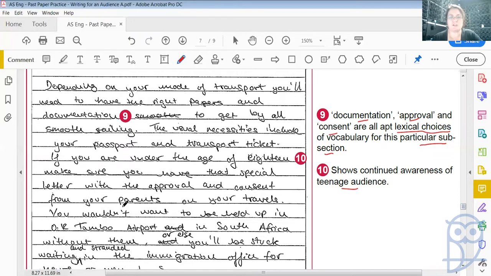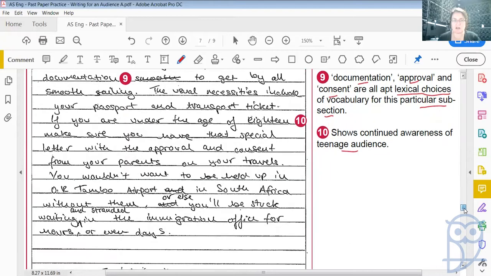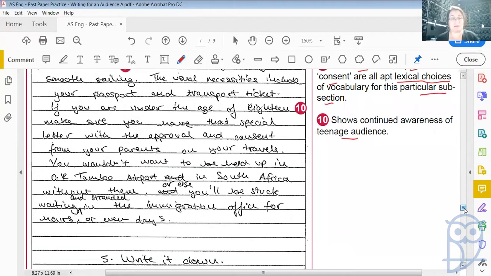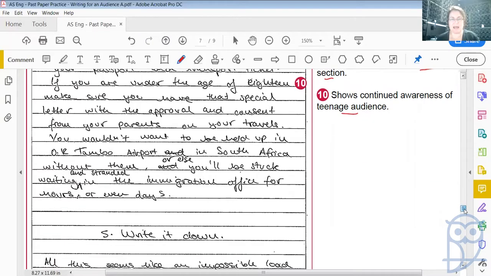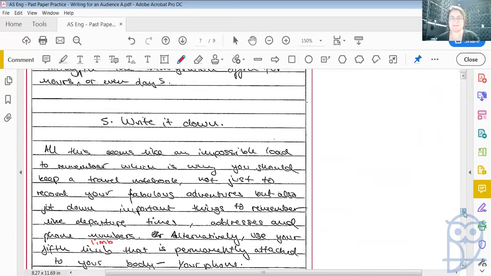So you wouldn't want to be held up in OR Tambo Airport in South Africa without this piece of paper, or else you'll be stuck waiting and stranded in the immigration office for hours or even days. So a bit of reality there with the guidance and advice.